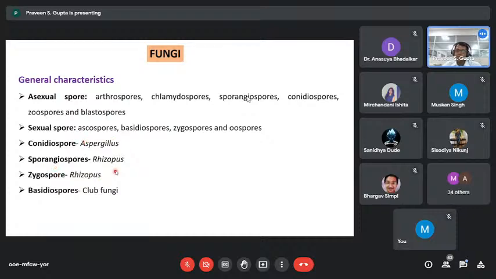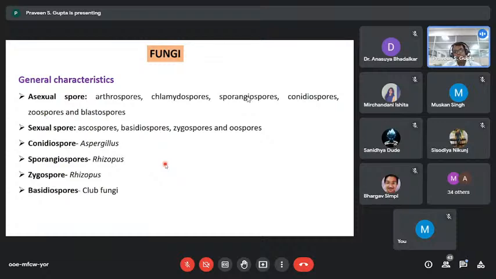Then three examples you should remember. All the Aspergillus produce conidiospore. Rhizopus is able to produce two kinds of spores, sporangiospore as well as zygospore. And club fungi produce basidiospores. So these are the examples that you should remember. Each and every point is important.